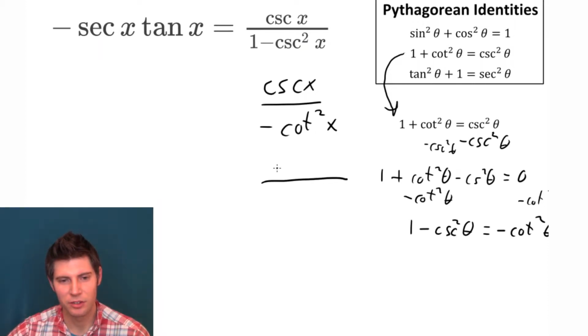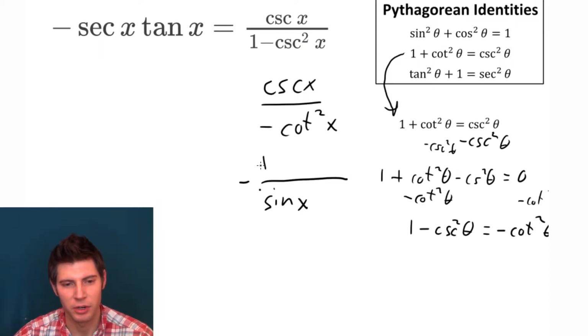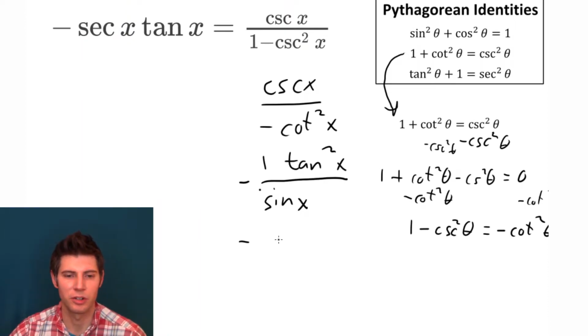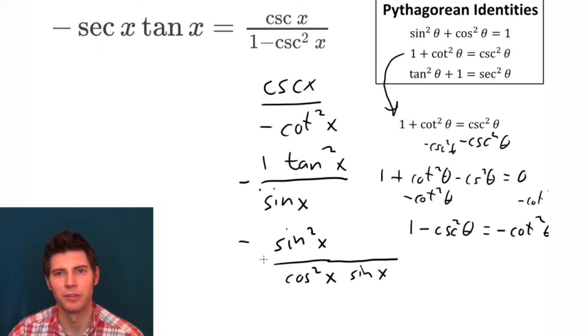Cosecant is 1 over sine. The negative's still there. And then cotangent, I'm just going to rewrite that as tangent squared on top. Then tangent squared is sine squared over cosine squared. So we have sine squared over cosine squared. And then we still have this sine that was already down here. And we bring the negative down as well.